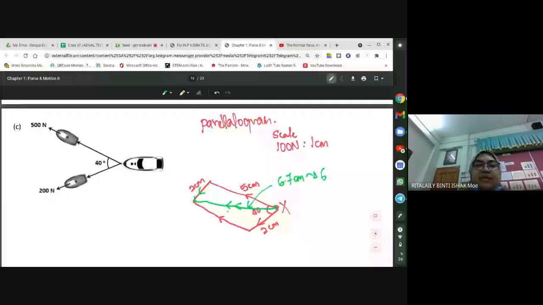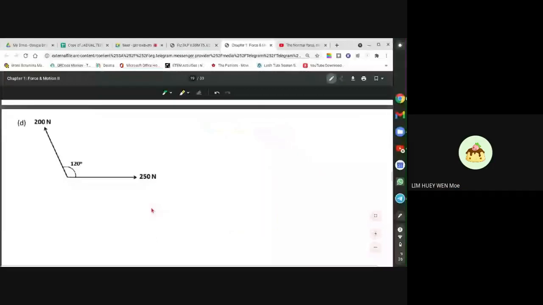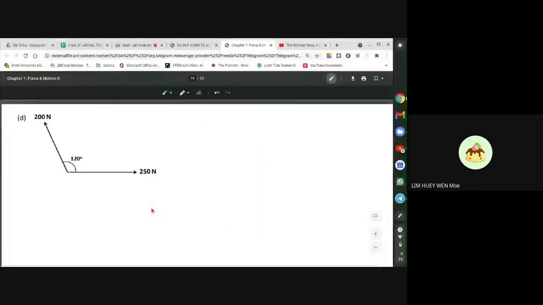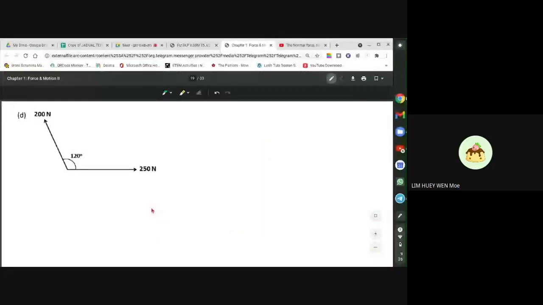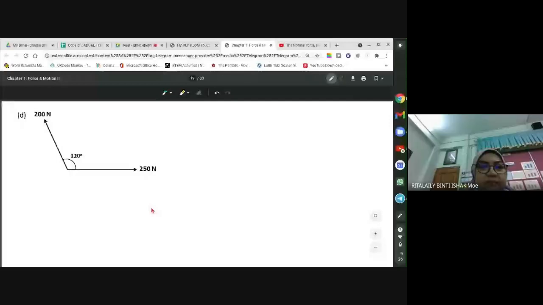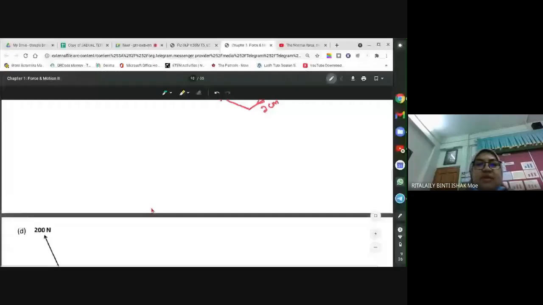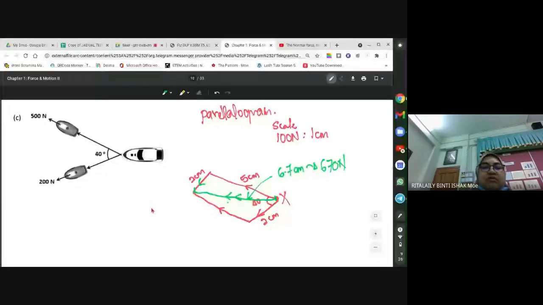Okay, so let's look at D. Teacher, yes, if I do the calculation for C, I get a different answer. For C, it's very hard for us to calculate, because if we want to do resolution of force, we need to know exactly what the angle of each force is. So since now we have two different forces, one is 500, one is 200, and the angle of 40.